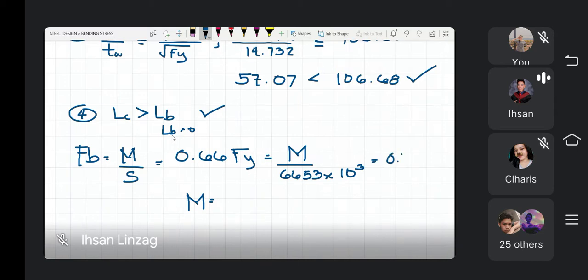Equate it to 0.66248. Divide pa sa 1,000, sir. Hindi na. Kasi i-divide na sa... hindi na. Yan na, ma'am. Para maging Newton mm. Or i-divide mo sa 1 million para maging kilonewton meter.